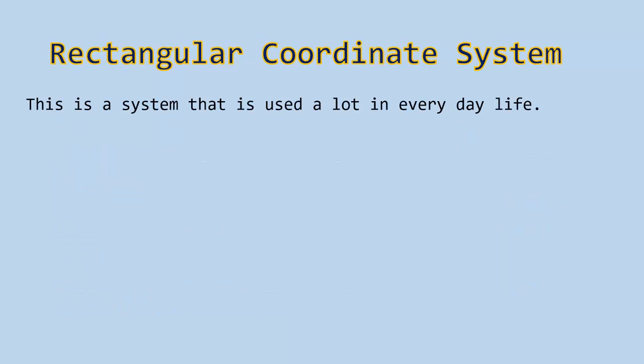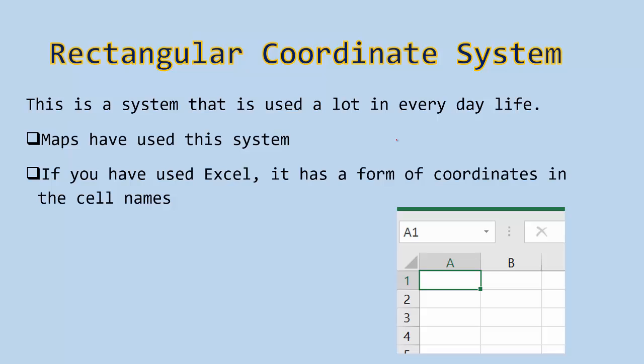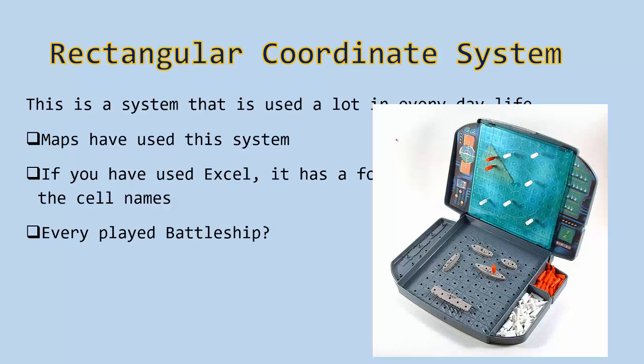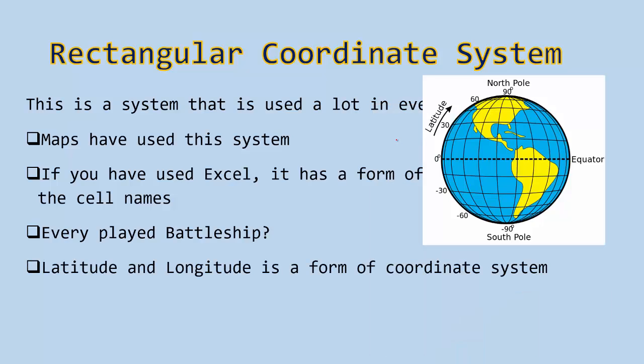This is a system that is used a lot in everyday life. Maps have used this system. As you can see here, you have letters on the side and numbers on the top. If you've used Excel, it has a form of coordinates in the cell names, so there's a box A1. If you've ever played Battleship, Battleship is the same basic idea. You have to identify row and column so they know where to place their markers. Latitude and longitude is a form of a coordinate system.